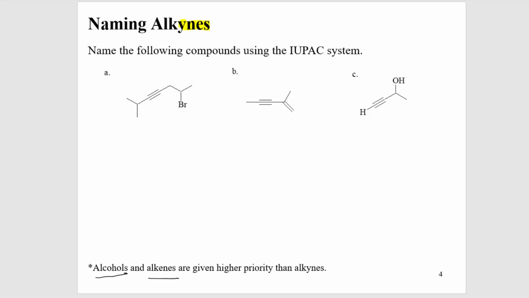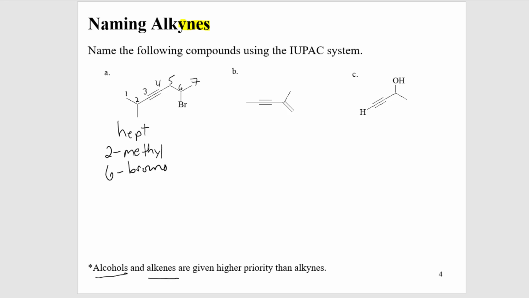And I'll just very simply start with the first one. I'm going to start my numbering over on the left. 1, 2, 3, 4, 5, 6, 7. Hept. That's my longest parent chain. There is a 2-methyl and a 6-bromo.